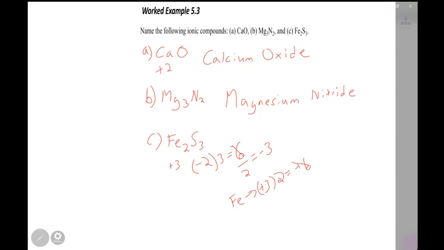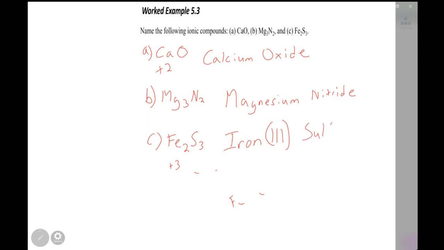So the way I would name this, let's get rid of this. First I name iron. Then I said it's +3. So draw parentheses, and then your Roman numerals, and you can connect them with the bar or not. Either way is fine. So I have iron 3, and then my anion is sulfur, but it's of course an anion, so I would write sulfide. So the name of this compound would be iron 3 sulfide.